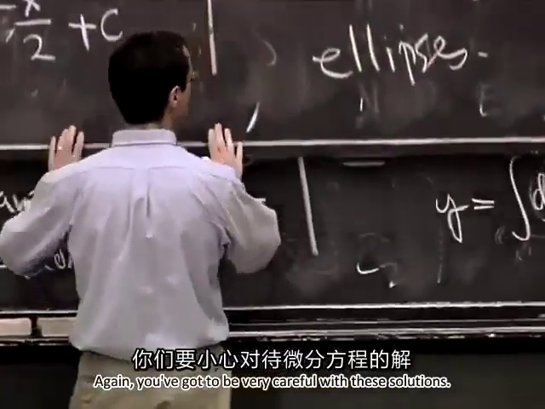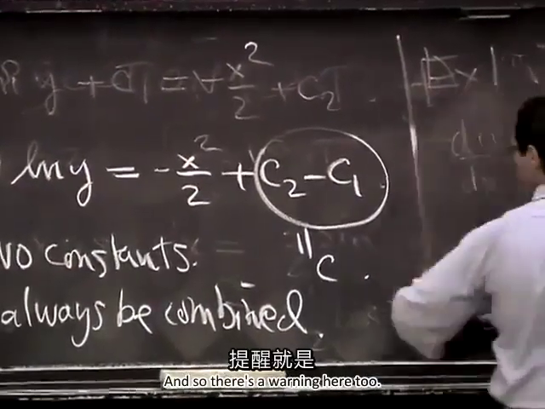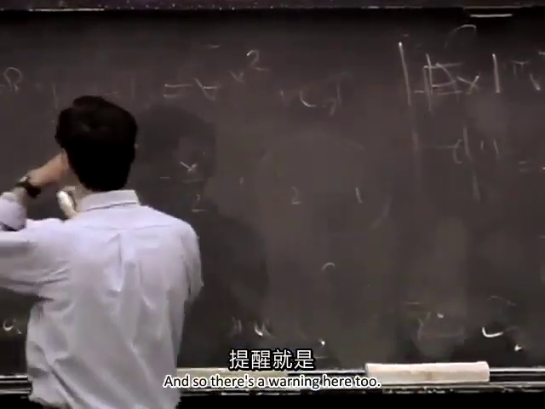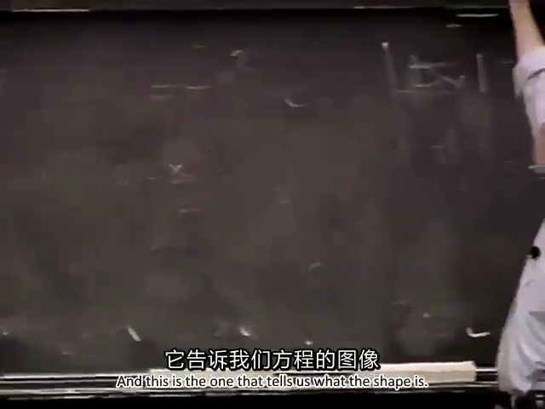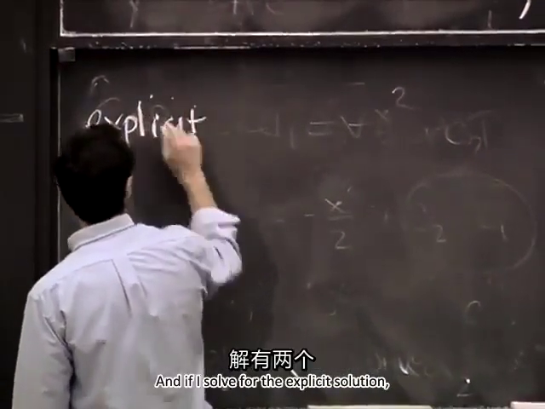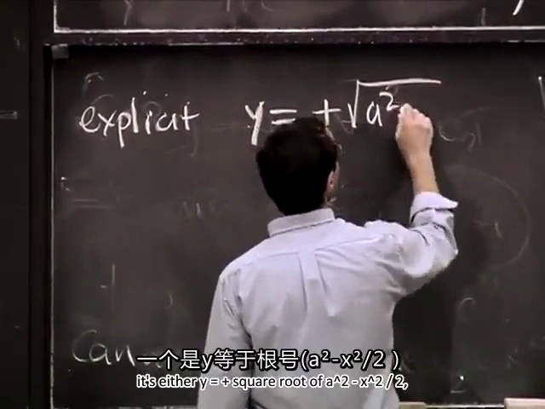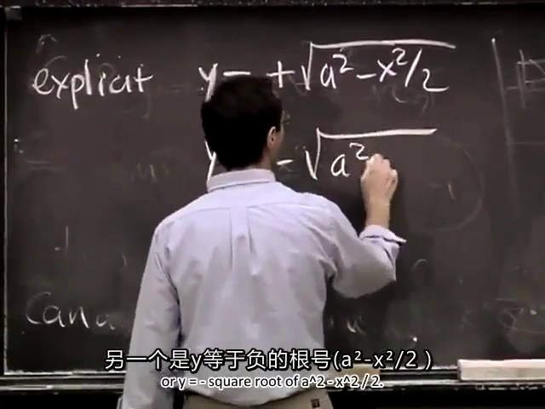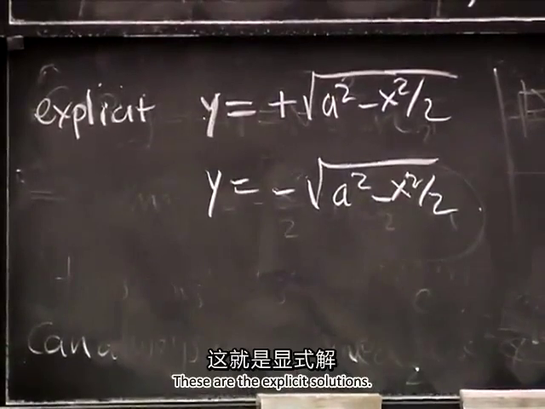Okay, last little bit here. Again, you've got to be very careful with these solutions. And so there's a warning here, too. So let's take a look. This is the implicit solution to the equation, and this is the one that tells us what the shape is. But we can also have the explicit solution. And if I solve for the explicit solution, y is equal to either plus the square root of (a squared minus x squared) over 2, or y is equal to minus the square root of (a squared minus x squared) over 2. All right, these are the explicit solutions.